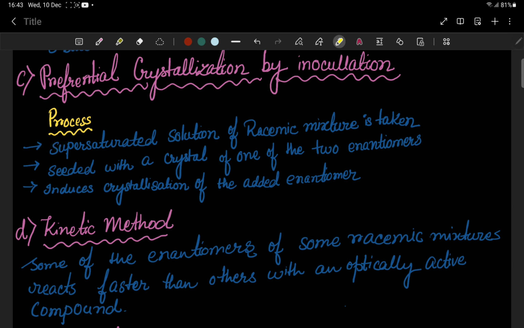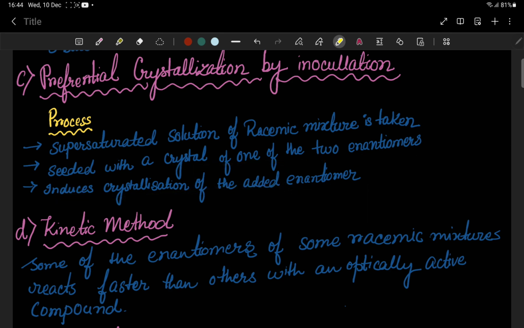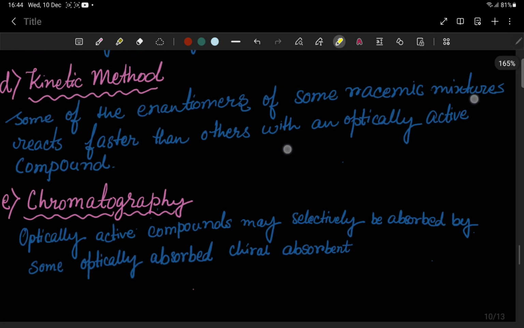Then it is seeded with a crystal of one of the two enantiomers. In this supersaturated solution we add crystals of one of the two enantiomers. This induces crystallization of the added enantiomer. The crystals which we add will induce the crystallization of the added enantiomer from the racemic mixture. This is the process of inoculation.